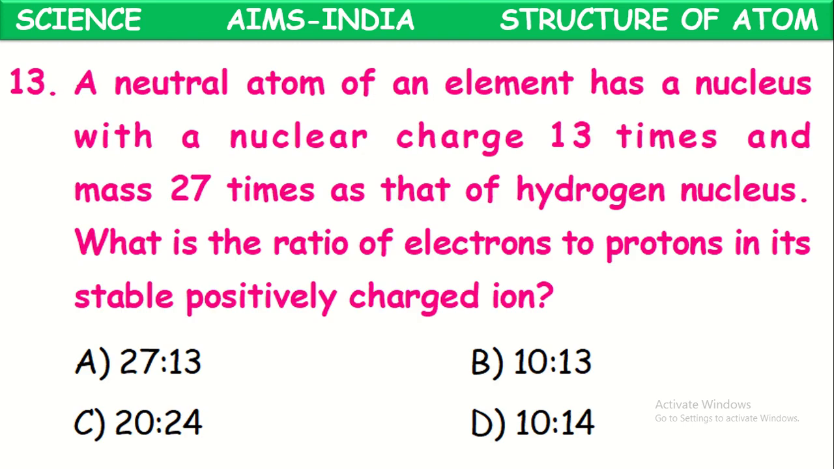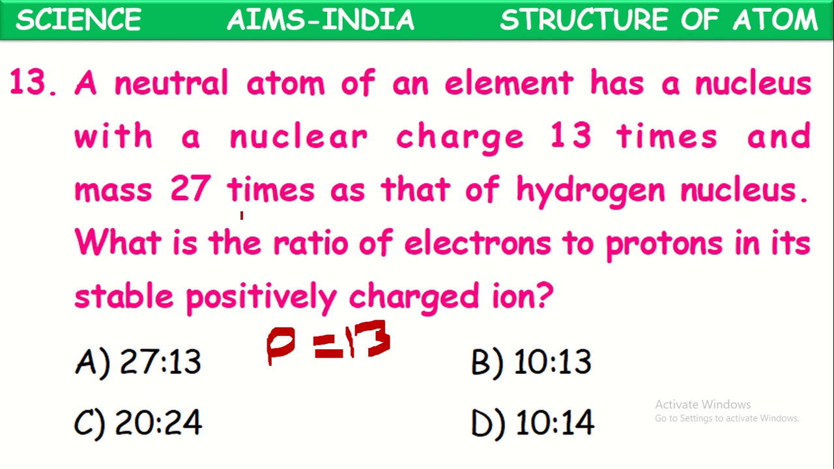Next, a neutral atom of an element has a nucleus with a nuclear charge 13 times, and mass 27 times, that of the hydrogen nucleus. When compared to the hydrogen nucleus, it contains only one proton, so its charge is 1 unit. Here its charge is mentioned as 13 times that of the hydrogen nucleus. So the number of protons will be 13.